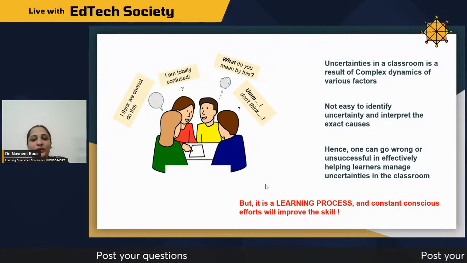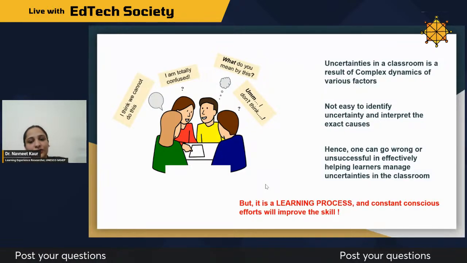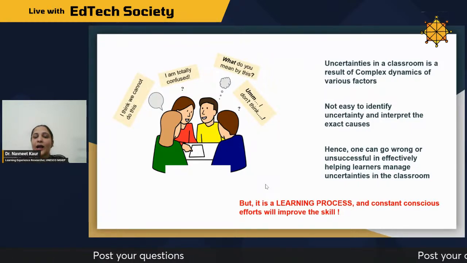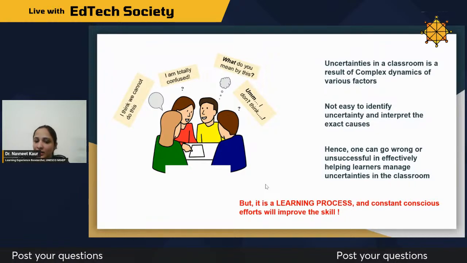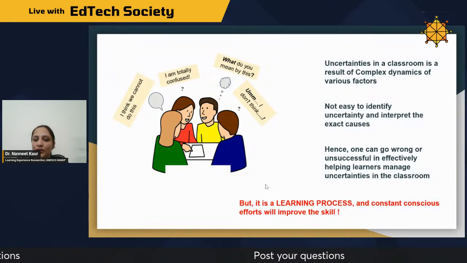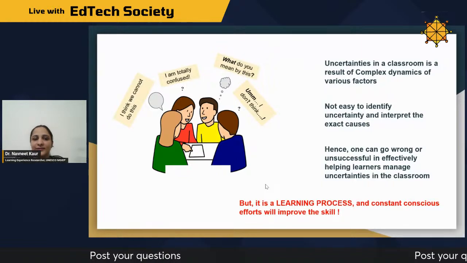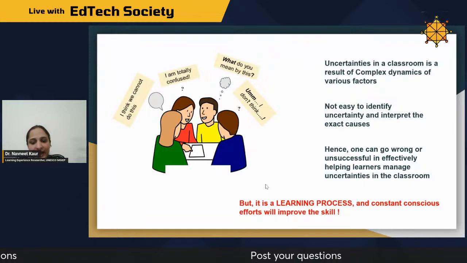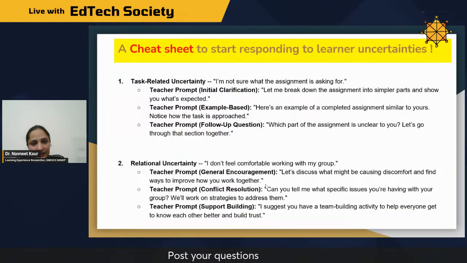Hence, we should know that one can go wrong as a teacher or maybe be unsuccessful in effectively helping learners manage uncertainties in the classroom always. But we need to remember that it's a learning process and constant conscious efforts can improve the skill of helping learners manage uncertainties effectively. With that note, I'll end the talk.